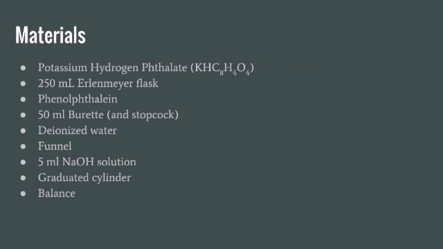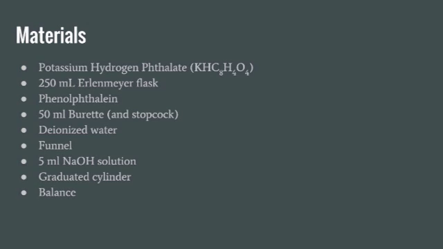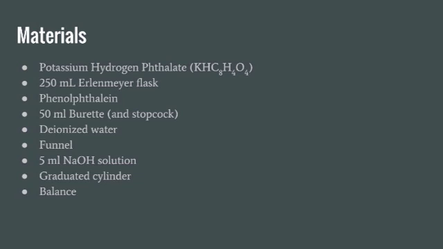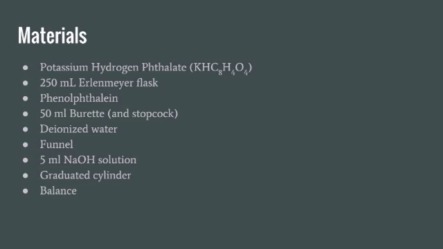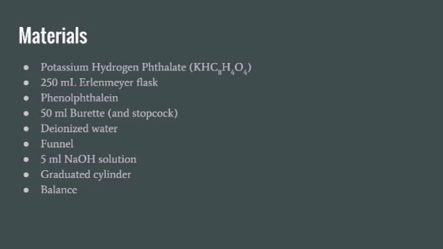The materials that are needed for this procedure include potassium hydrogen phthalate, which is the KHC8H4O4 that I've been talking about, the 250 milliliter Erlenmeyer flask, phenolphthalein, which is the indicator that's used to know when it's reached the endpoint for the titration. Then we have a 50 milliliter burette and the stopcock that is also needed for it. Deionized water, a funnel, 5 milliliters of NaOH solution, a graduated cylinder, and a balance to measure the mass.